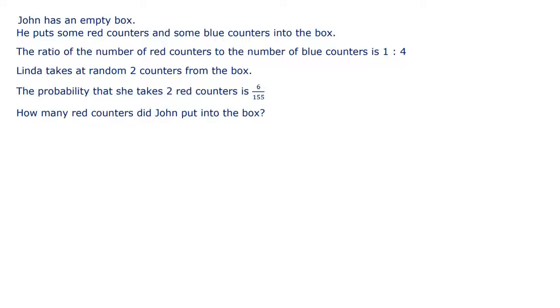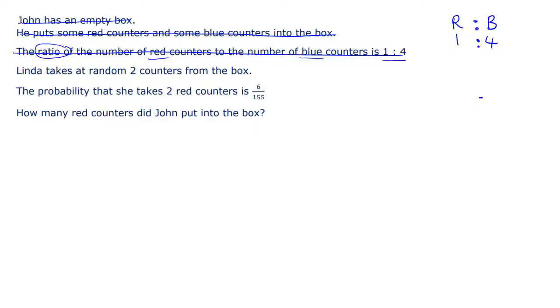Okay, so John has got an empty box and he puts red counters and blue counters in it. That doesn't tell us anything. The ratio of the number of red counters to blue counters is 1 to 4, and you'll all know by now that I like to just write it really simply. Red to blue is 1 to 4, so I've dealt with that.